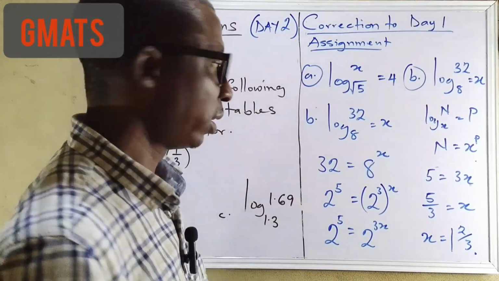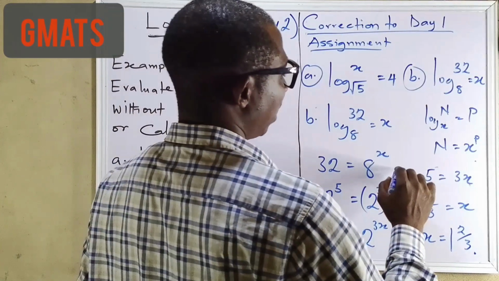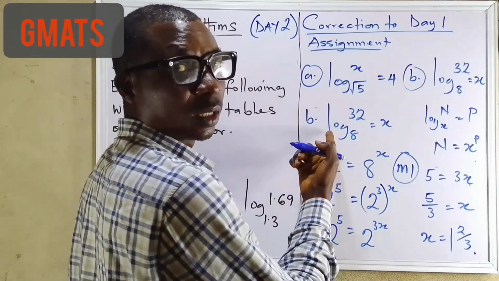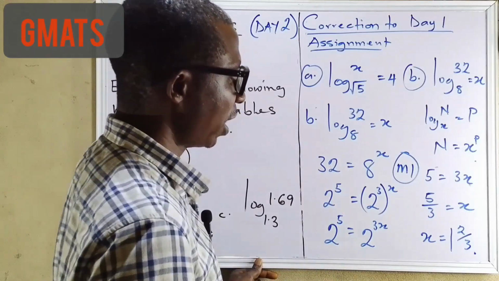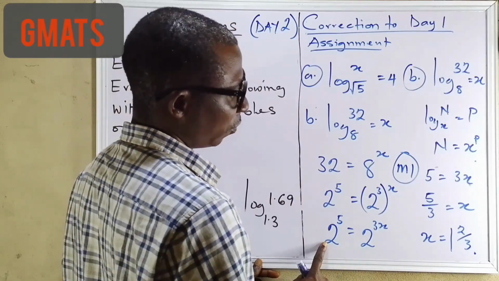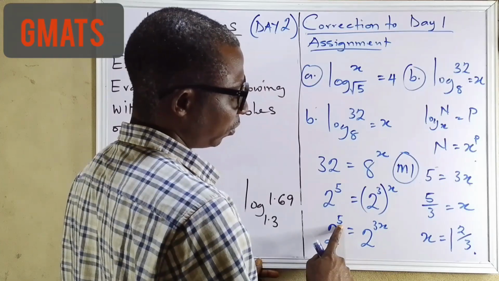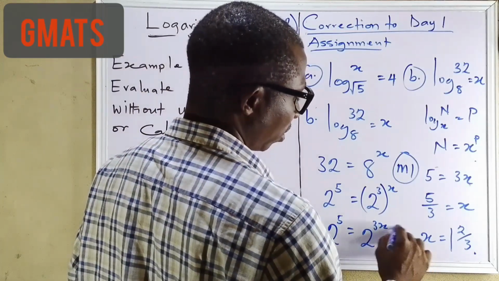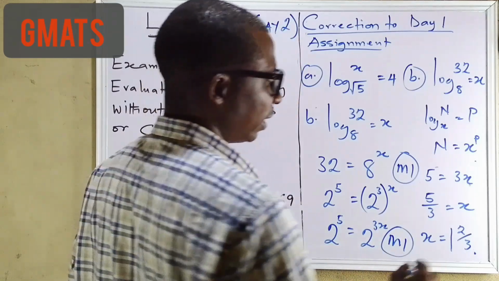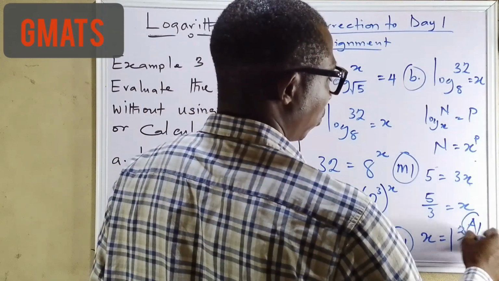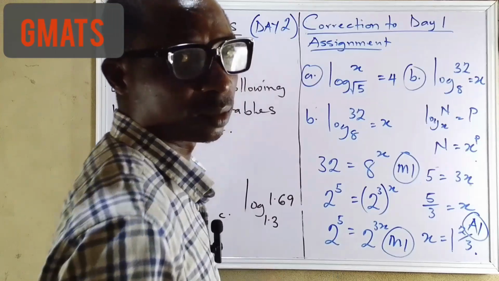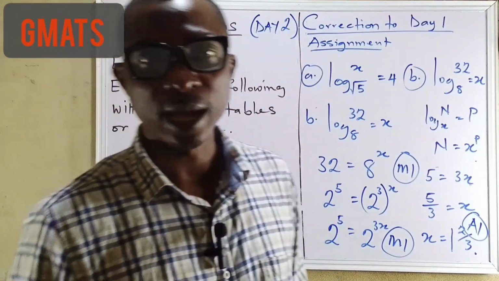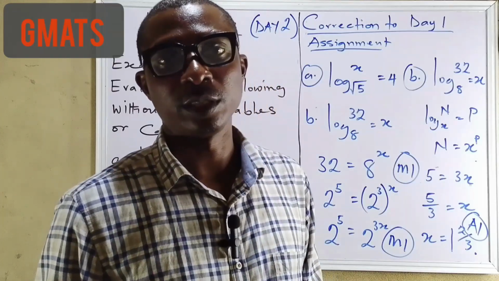Now, how do you award marks here? You have M1 for changing the logarithmic equation to an index equation. Also for having 2 raised to the power of 5 equals 2 raised to the power of 3x, you have another method mark, M1. And for getting the answer, you have A1. So that is 3 marks. So mark yourself and let me have your score in the comment section.